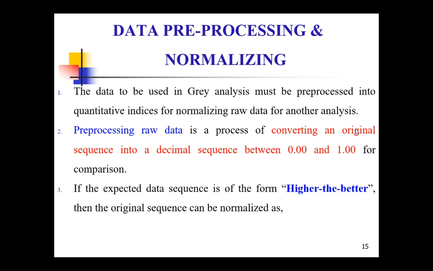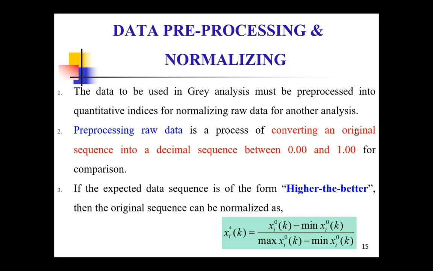As in Taguchi, here also we use two categories for the output quality characteristics: one is higher the better, and the other is lower the better. The formula for higher the better for the normalizing sequence is xi*(k) equal to xi0(k), the individual value, minus the minimum value of all the experimental values. For example, with an L9 orthogonal array, I might have conducted 9 experimental trials and recorded the output characteristics, such as flank wear or tool wear. So 9 tool wears are recorded in the table. Out of these 9 readings, we have to select the maximum value and the minimum value.